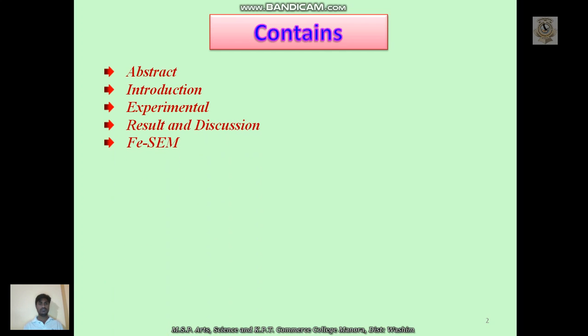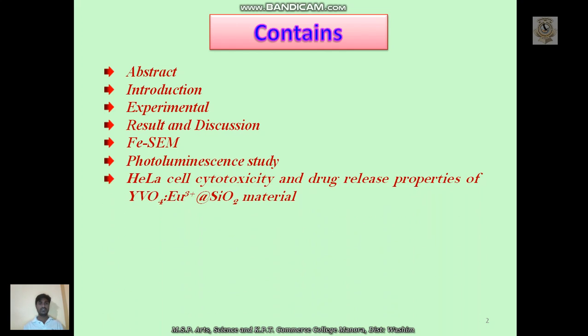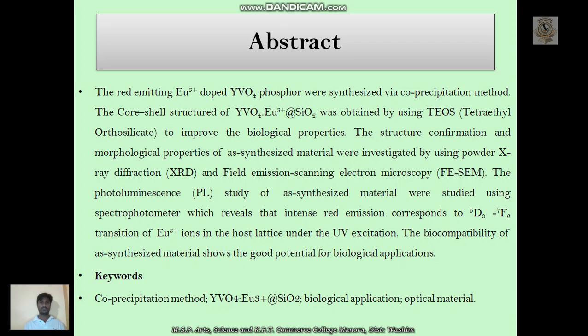These are my contents: abstract, introduction, experimental section, results and discussion, FESEM, photoluminescence study, HeLa cell cytotoxicity, conclusions, acknowledgements, and references. The abstract of this work: a red emitting Eu-doped YVO4 phosphor was synthesized using the co-precipitation method. The core-shell structure of YVO4 capped with SiO2 was obtained using TEOS to improve the biological application properties.